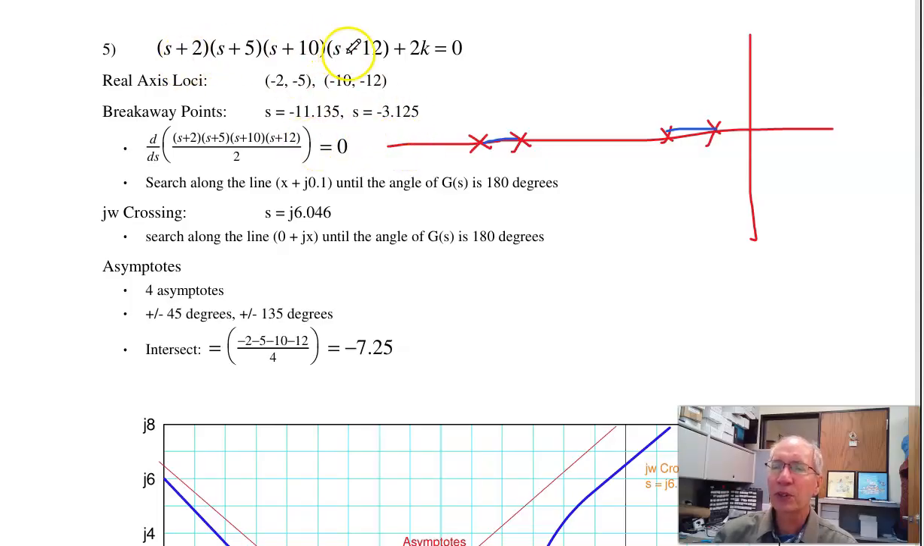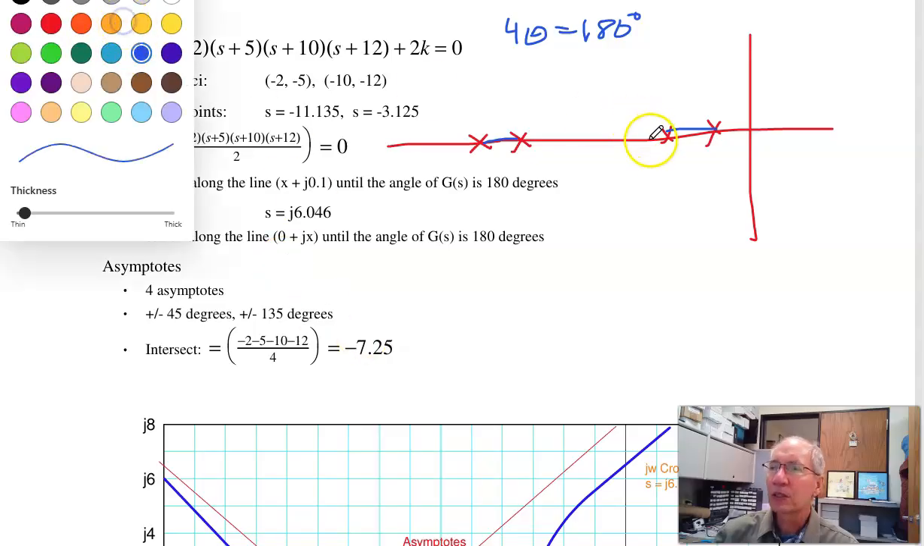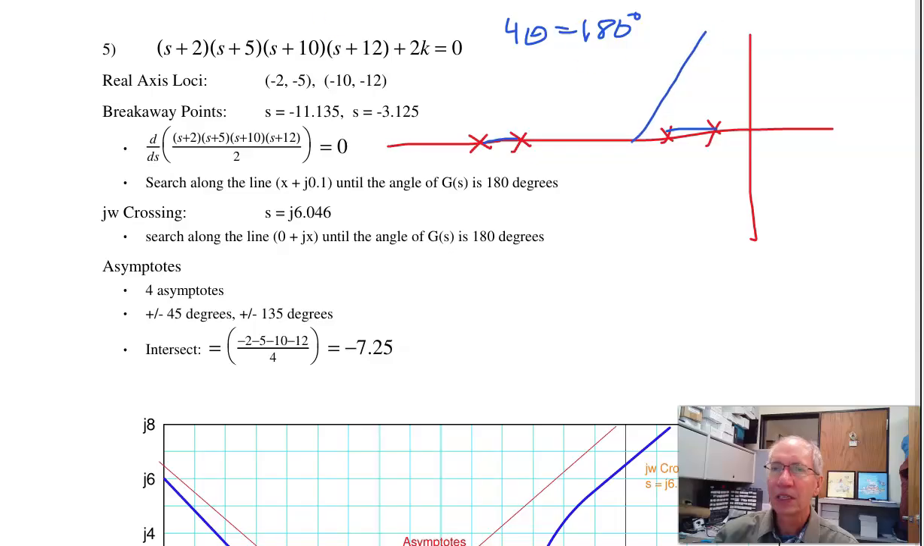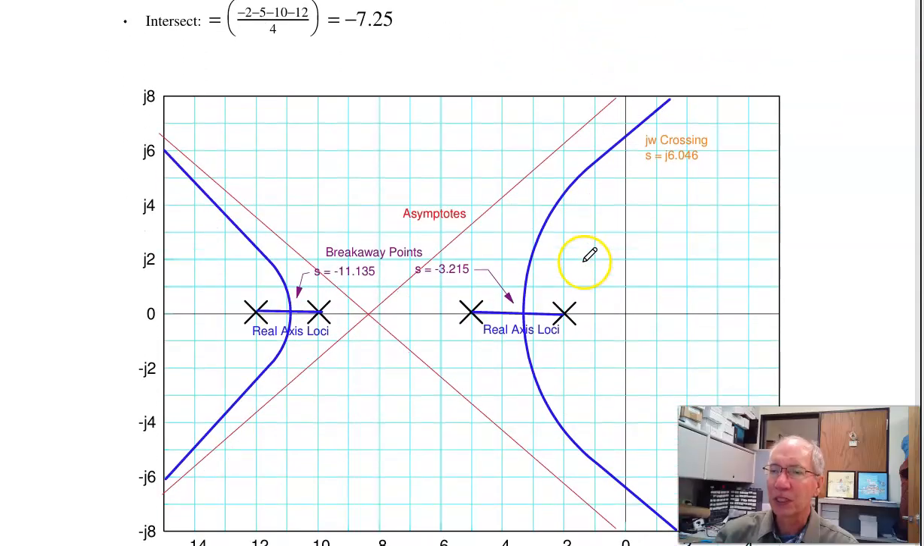Asymptotes. I have 4 poles, no zeros. So 4 times theta is 180. Theta is plus minus 45 degrees, plus minus 135 degrees. The center of mass is where the asymptotes intersect. That would be the average of 2, 5, 10, 12, 7.25. So the asymptotes come out at 7.25 at 45 degrees, minus 45, plus 135, minus 135. Or do it down here.